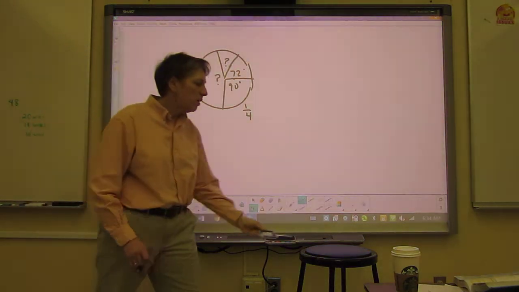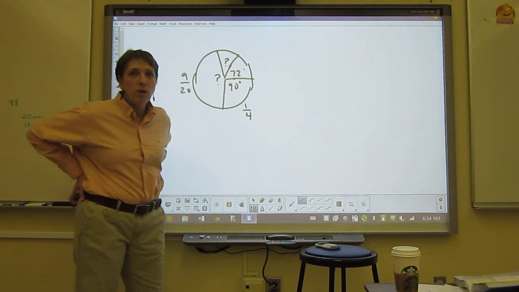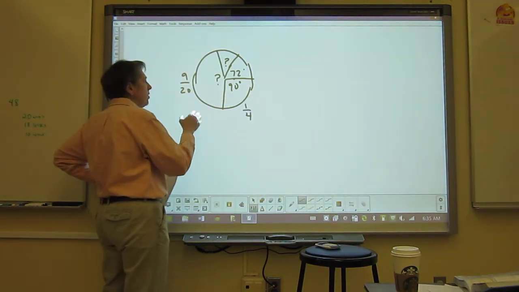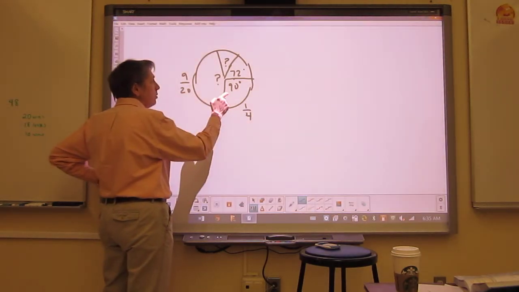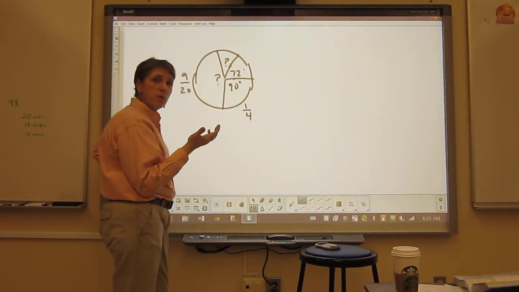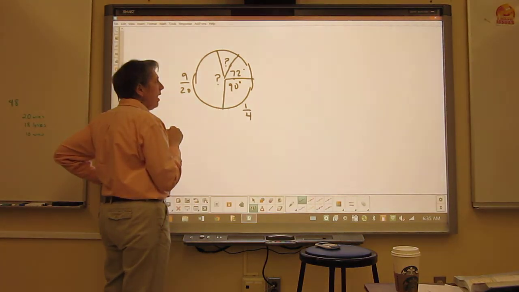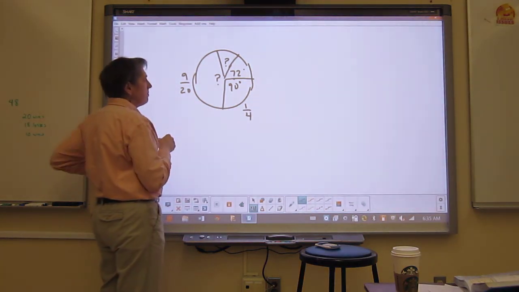So now you're going to have something like this, and this is what we're going to be doing in class. You're going to get a circle graph, and you're going to have fractions, and you're going to have percents. I don't have a percent on this one. Sometimes you'll have percents and degrees. And you have to find the missing parts.